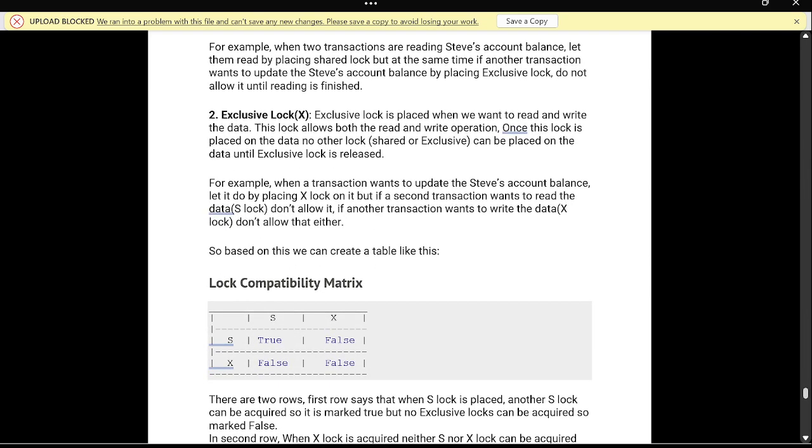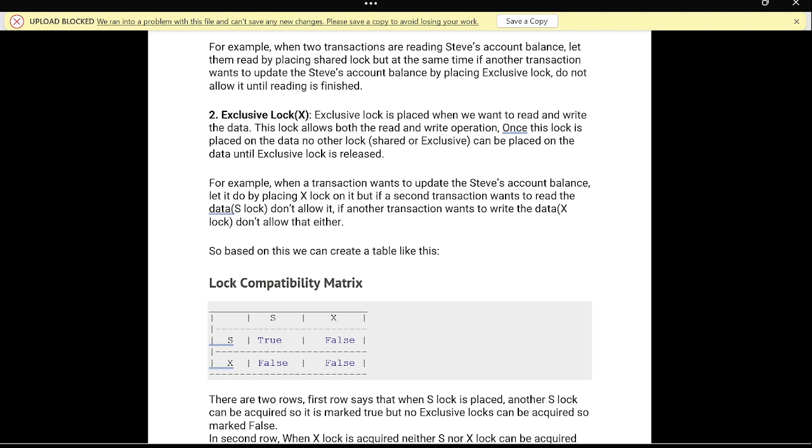Next, we have the exclusive lock. An exclusive lock is placed when we want to read and write the data. I explained just now, this lock allows both read and write operations. Once this lock is placed on the data, no other lock can be placed on the data until the exclusive lock is released. So whenever an exclusive lock is in action, no other lock should do operations on that particular bank account.